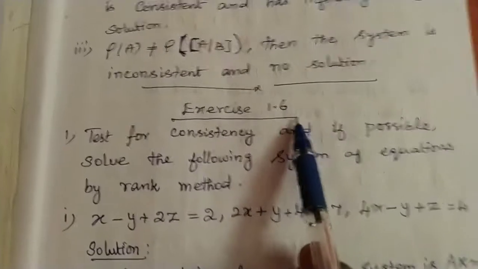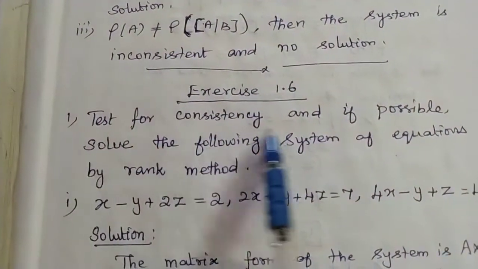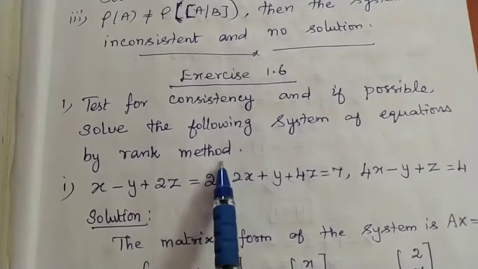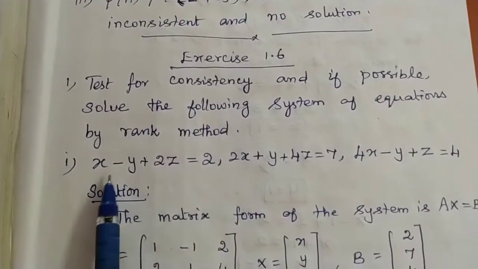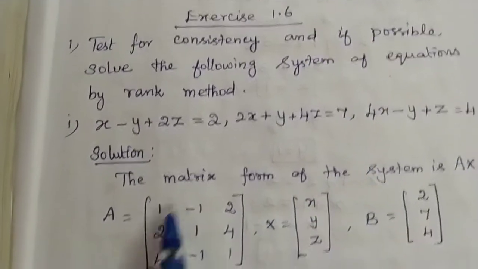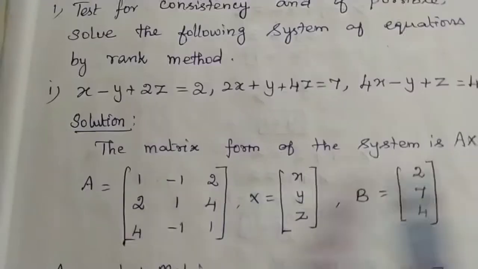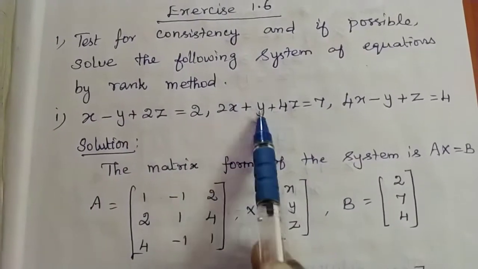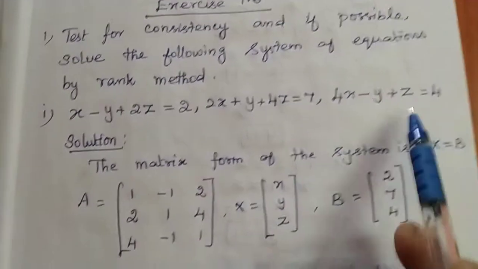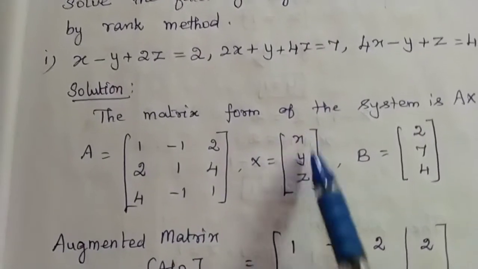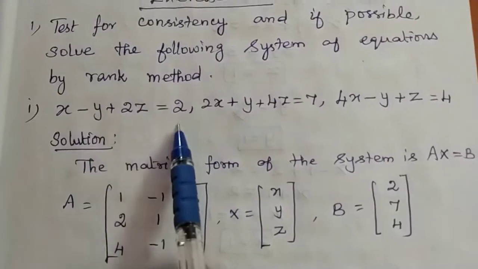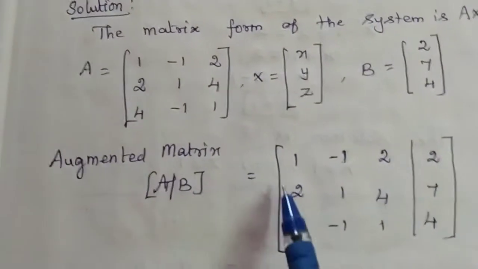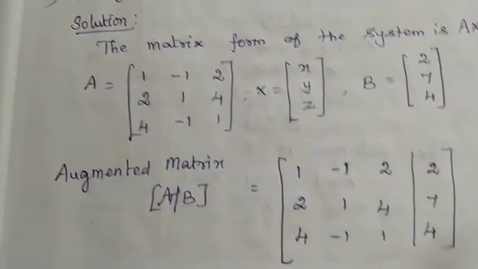See Exercise 1.6. Test for consistency and, if possible, solve the following system of equations by rank method. Three equations are given. The matrix form of the system is Ax equal to b, where A is the coefficient matrix 1, minus 1, 2, 2, 1, 4, 4, minus 1, 1. X equal to the unknowns x, y, z, and b equal to the constants 2, 7, 4. Write the augmented matrix A|B.